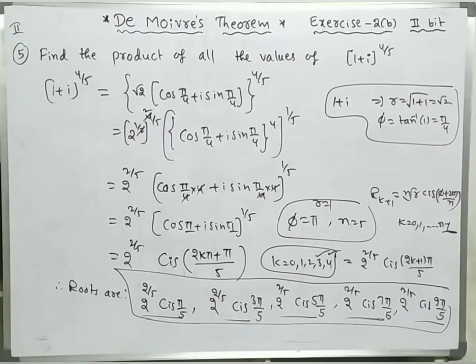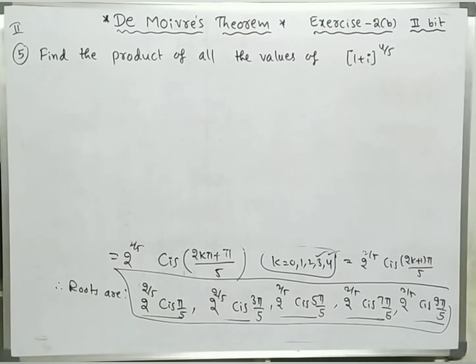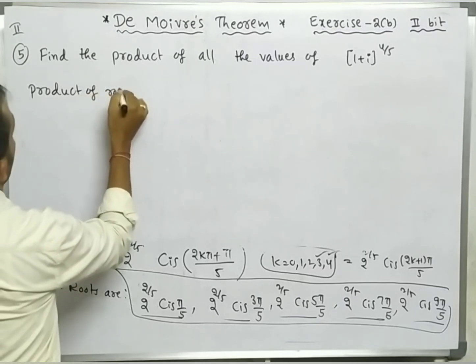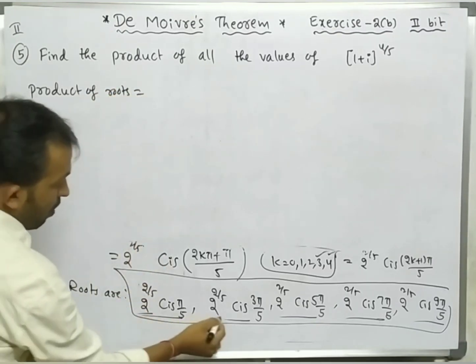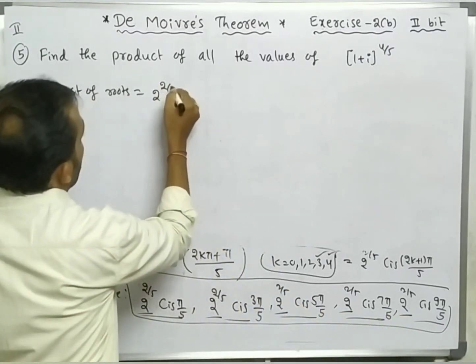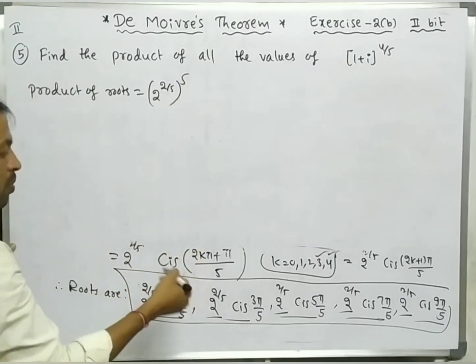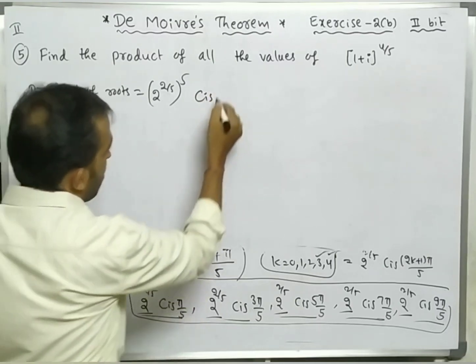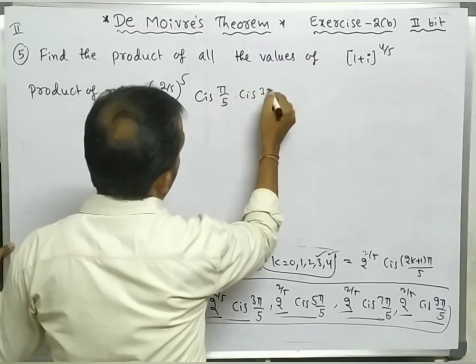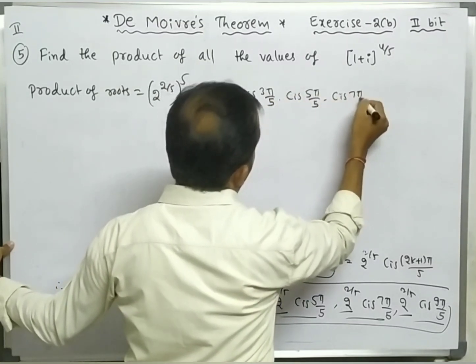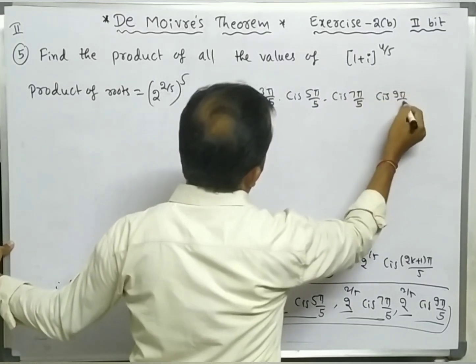Okay, but here the question is that we should find the product of the roots. Now the product of the roots is equal to 2 power 2 by 5, and how many 2 power 2 by 5s are there? 5. So 2 power 2 by 5 into 2 power 2 by 5 and so on, is (2 power 2 by 5) whole power 5. Next, cis of pi by 5 into cis of 3 pi by 5 into cis of 5 pi by 5 into cis of 7 pi by 5 into cis of 9 pi by 5.